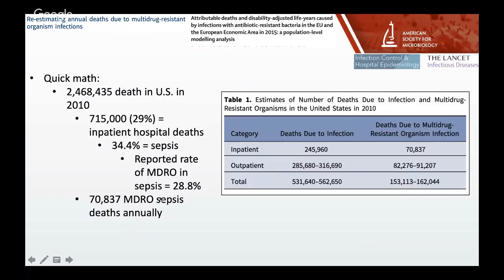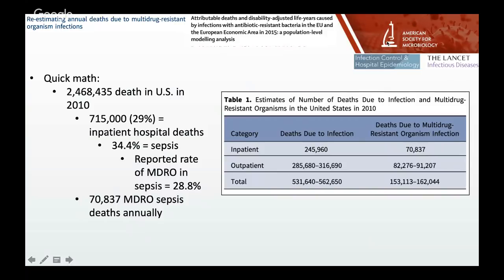And this is sepsis alone. This doesn't cover other types of infections such as pneumonia that can also cause very high morbidity and even mortality in people. And so this is where this 70,837 number came from. That's nearly 3 times as much as what the CDC claims on their page.